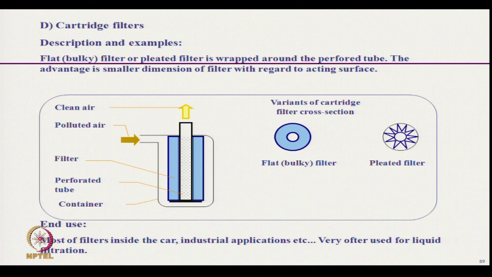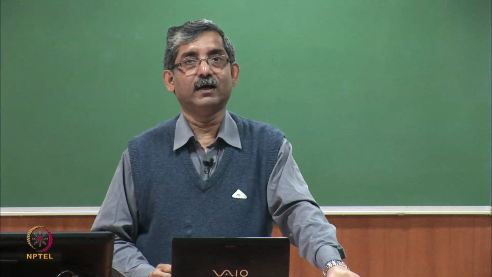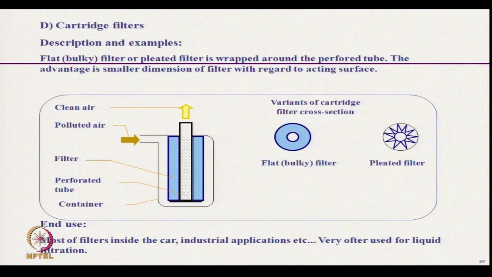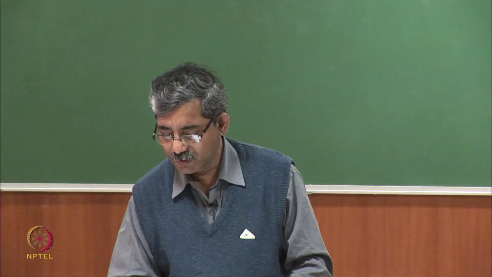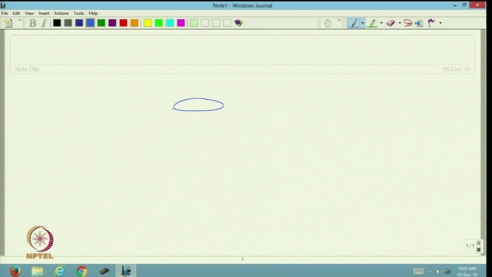Next is the cartridge filter, which is very popular for both air filtration and liquid filtration. The main advantage of this cartridge filter is that the space required is very small. These are basically tubular in shape. So, we need one perforated frame for this, and this perforated frame is only for support.